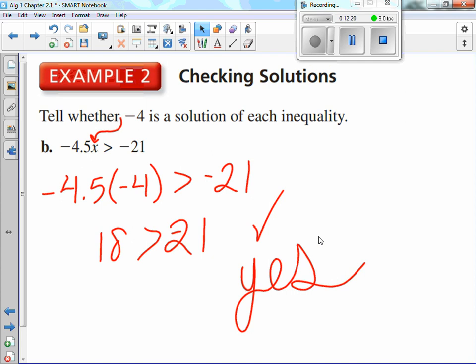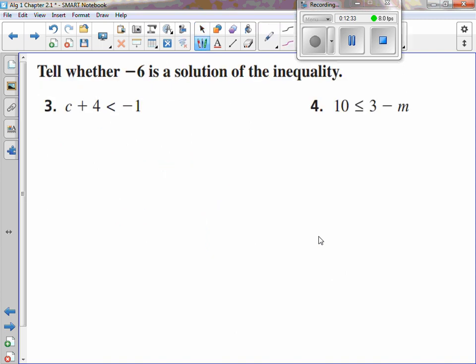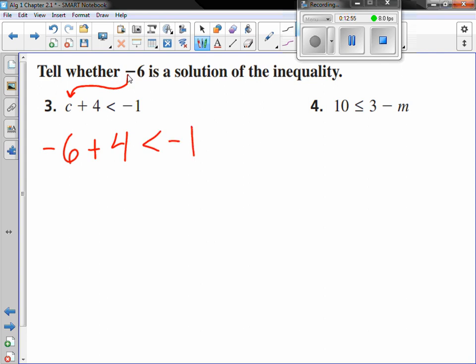Any questions on this here? You ready for the next part? Yes? Okay, so we're going to try this again with negative 6. I want you to try these two here and see if it is part of the solution set. So what we're doing is we're plugging negative 6 in for C to determine if it is a solution. So we'd have negative 6 plus 4 is less than negative 1. Well, what is negative 6 plus 4?